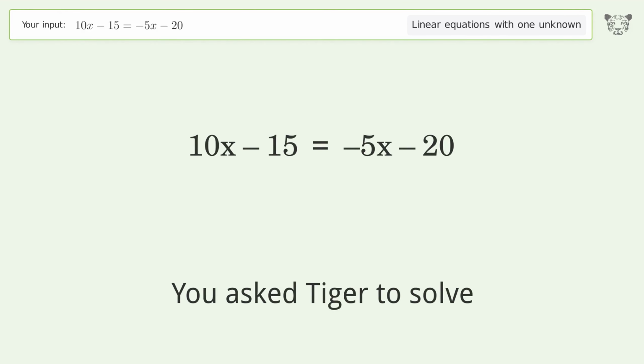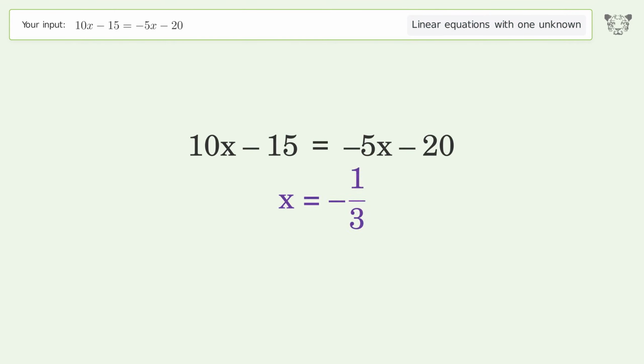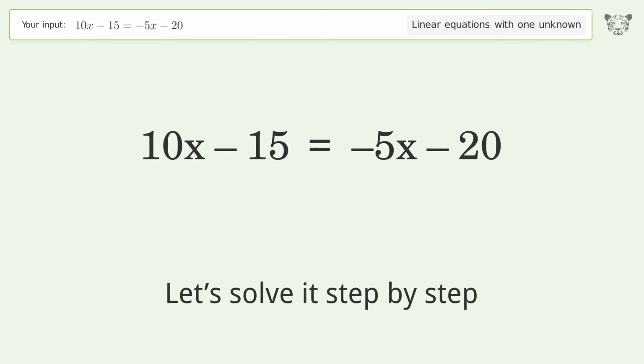You ask Tiger to solve this. This deals with linear equations with one unknown. The final result is x equals -1/3. Let's solve it step by step.